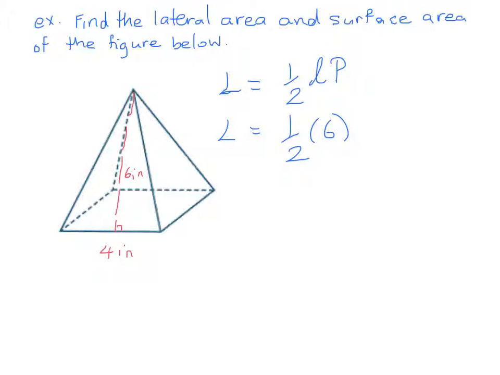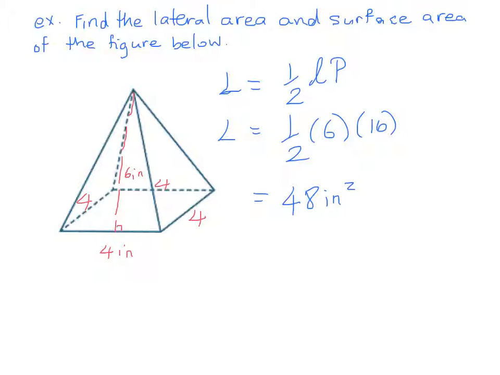Well, we don't know P yet, but it's not so hard to find. Since it's a square base, 4, 4, 4, and 4. So our perimeter is 16. So we go ahead and substitute 16 here. And now we can plug it into our calculator, and we get 48 inches squared. So that is my lateral area.